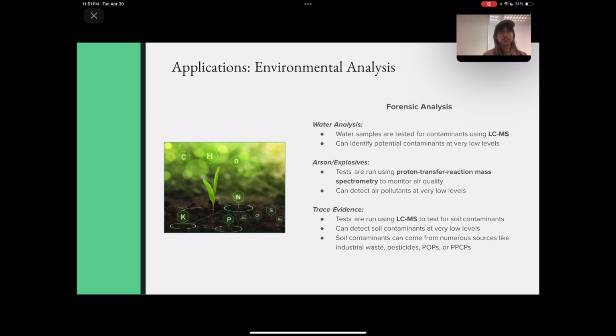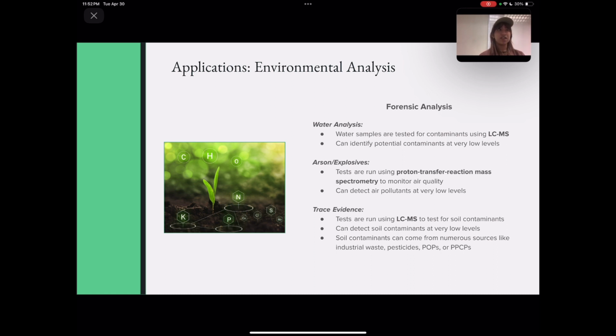In environmental analysis, we can use this for water analysis, again with arson and explosives and trace evidence. In water analysis, we again use liquid chromatography mass spectrometry, with which we can find potential contaminants even at very low levels. And again, with arson and explosives, we can use proton transfer reaction mass spectrometry. This we can use to find air quality. So we're able to find pollutants or any sort of pollution going on in the environment, even at low levels that we wouldn't be able to detect with the naked eye.